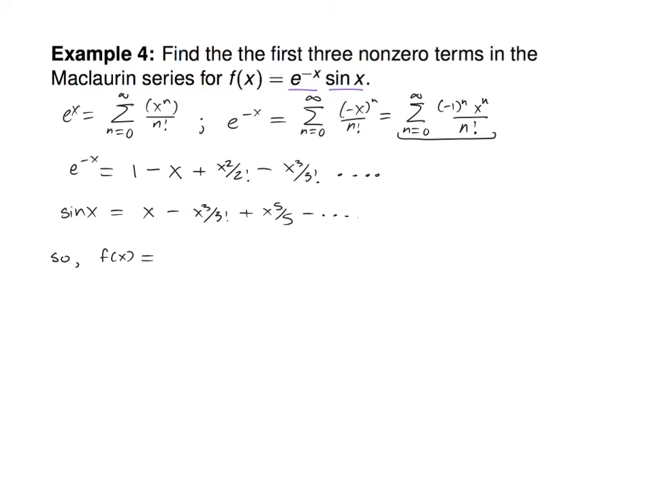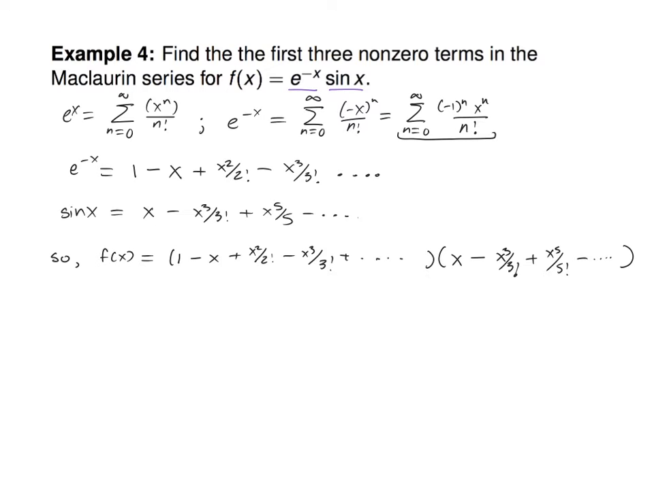Okay, so this function f of x is a product of these two things. What we really have is 1 minus x plus x squared over 2 factorial minus x cubed over 3 factorial plus more stuff, times x minus x cubed over 3 factorial plus x to the fifth over 5 factorial, more stuff. So we're multiplying these two things together. Is there something that cancels here? No. But the point is, you only find the first 3 non-zero terms, so you can reason your way through it.